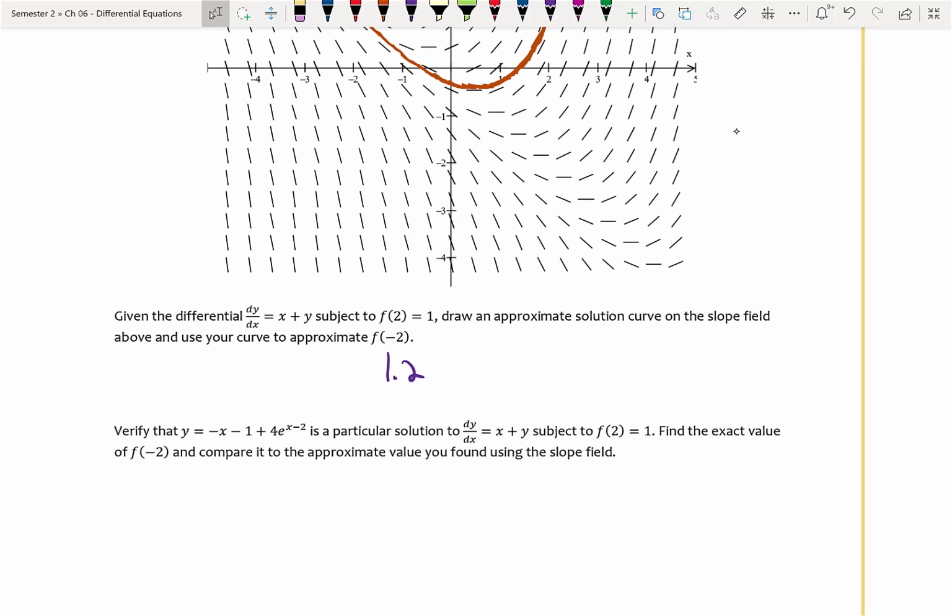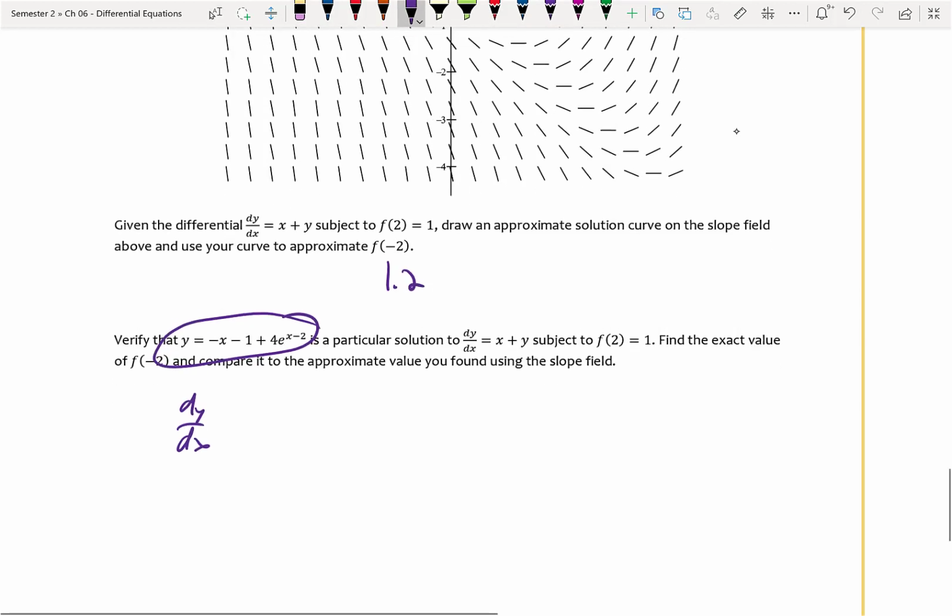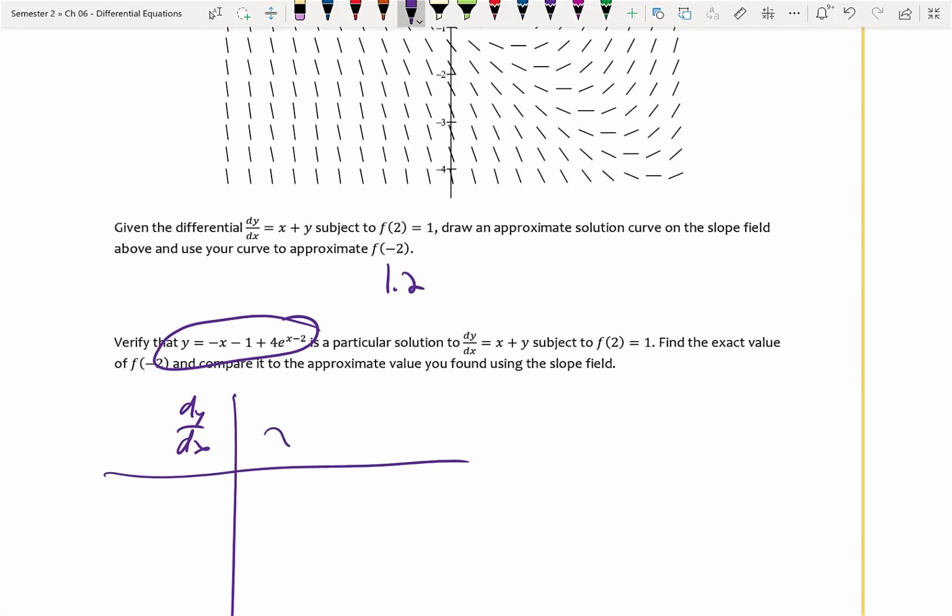Okay. Then it says verify that y is equal to negative x minus 1 plus 4e to the x minus 2 is a particular solution. So now I'm going to say, hey, here's a graph. Is that actually a solution? If it's a solution, that means I'm going to do this little proof thing where I put dy/dx on one side and x plus y on the other side. And I'm actually going to evaluate and see if this is true.